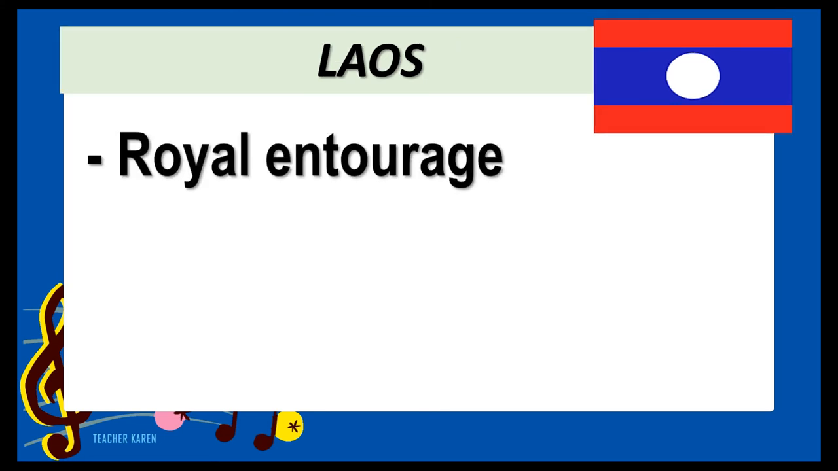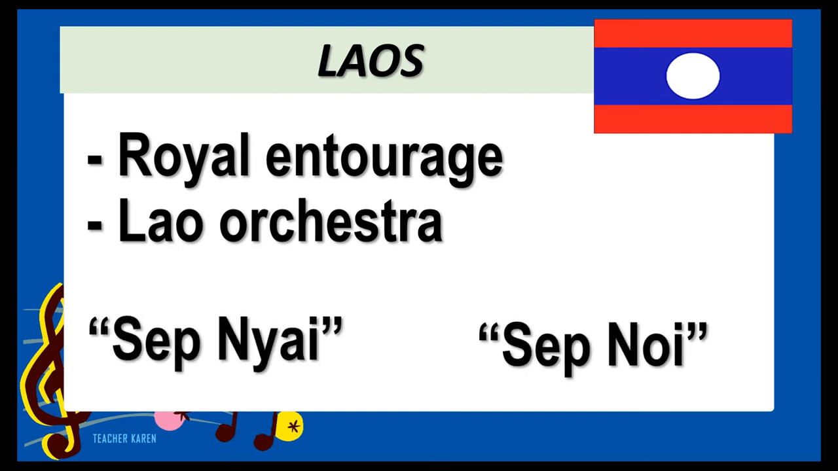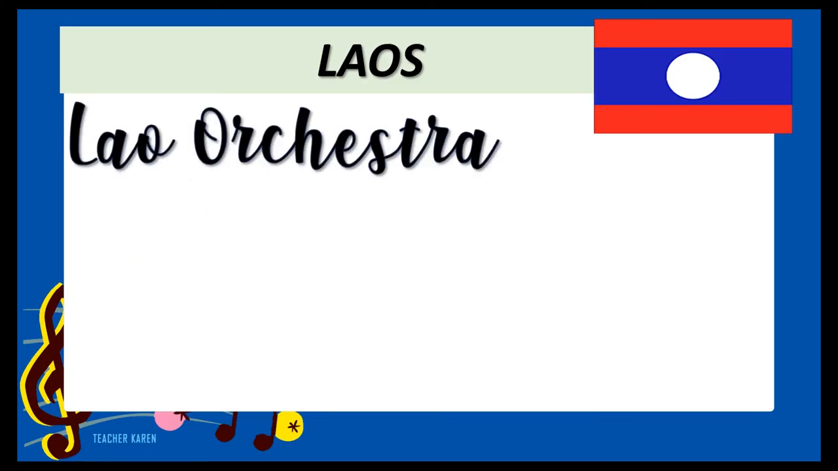The royal entourage of Lao kings traditionally included musicians, and a typical orchestra improvised songs with sets of tuned gongs, xylophones, a bamboo flute, and other wind instruments. The Lao orchestra can be divided into two categories, the Sepnyai and Sepnoy. Now, let's discuss the differences between these two categories of musical ensemble.